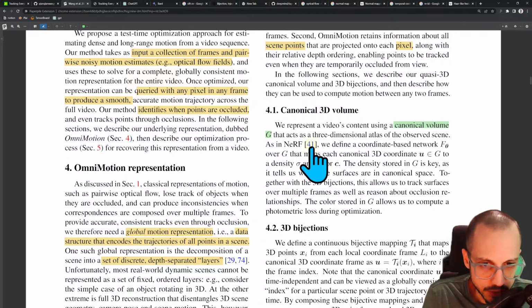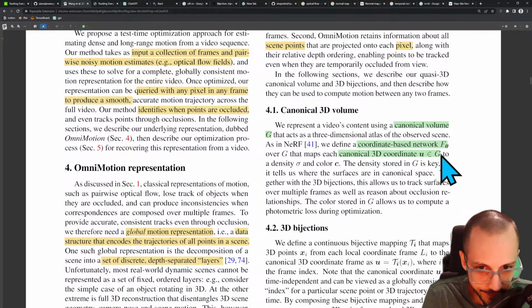As in NeRF, a neural radiance field, we define a coordinate-based network F theta. So you have a neural network F, right? A neural network is a function. It maps one thing to another thing, and the theta here represents the parameters of that neural network. Over G, that maps each canonical 3D coordinate. So here's a 3D coordinate, u in G, right? You have some point u inside this volume G to the density sigma and the color c.